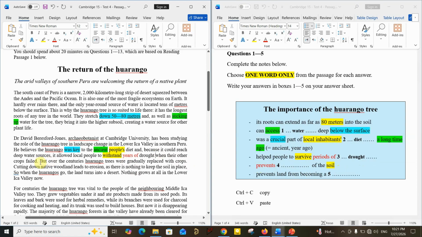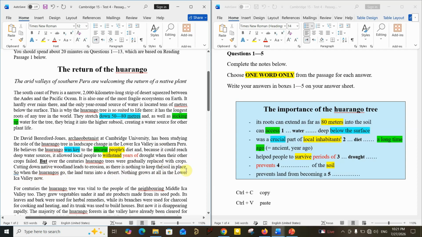So moving forward, but important vocabulary to notice. I always mention this. Be careful with these words: but, however. Over the centuries, horango trees were gradually replaced with crops. Cutting down native woodland leads to erosion, as there is nothing to keep the soil in place. So when the horangos go, the land turns into a desert. Nothing grows at all in the lower ice valley now.